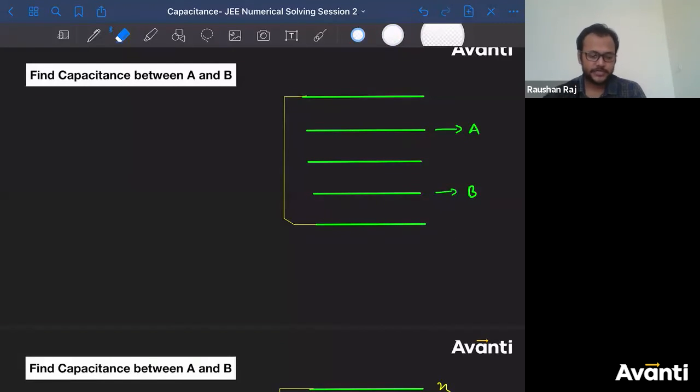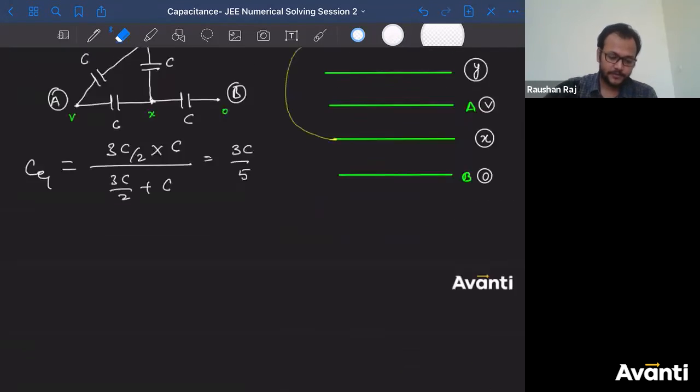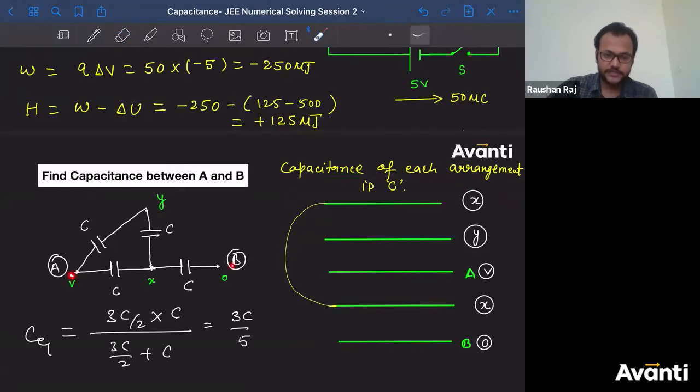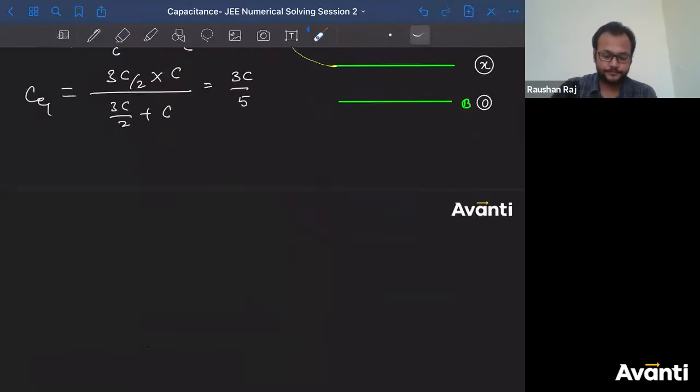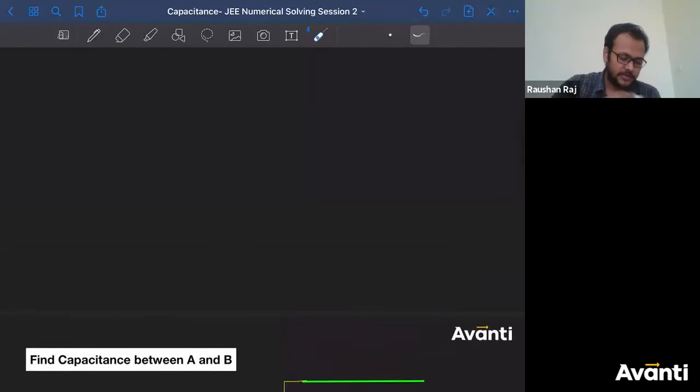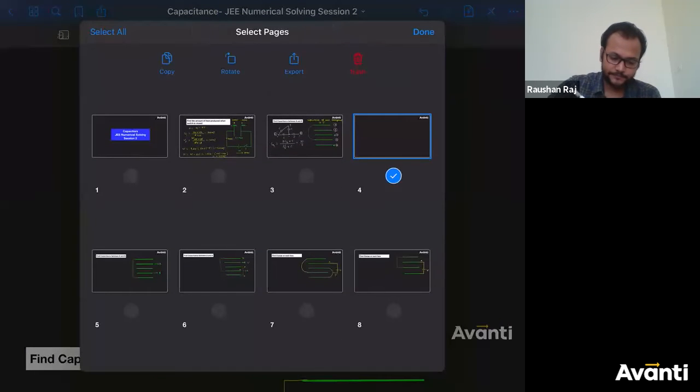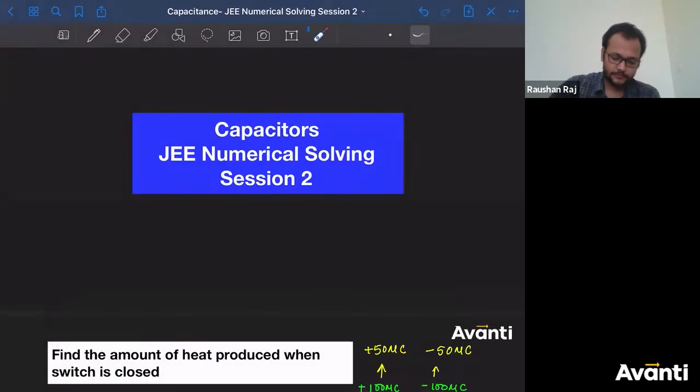Try to redraw, Pritesh. Try to just redraw. Allot 4 points V, 0, X and Y. I had told you how to do it in this question. In this one I have just considered this is V, this is 0, this is X and Y on top. This kind of arrangement will be there. Both give the same answer. Let me delete this page.